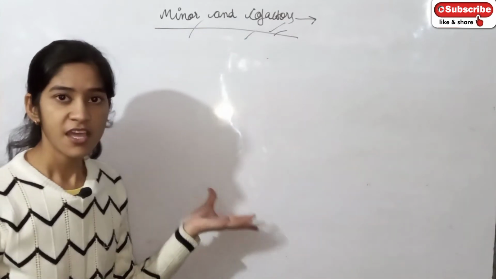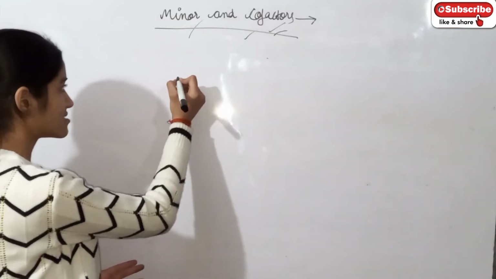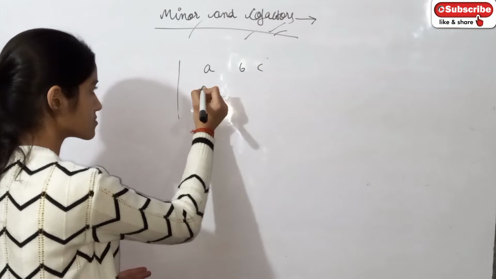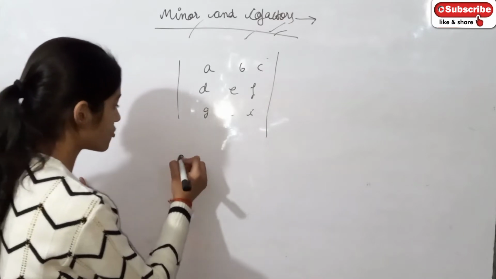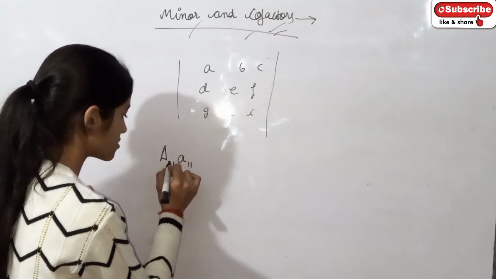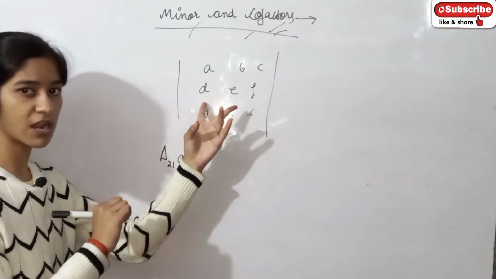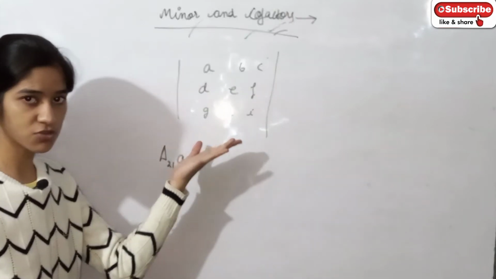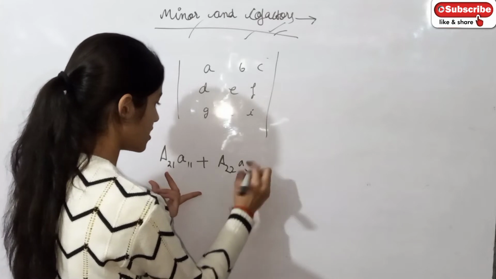Now I am going to tell you one concept behind this: if the cofactors of any row or column are multiplied with the elements of any other row or column, then the value is equal to 0. Suppose this is the determinant, and suppose we take the cofactors of any row, say 2 1 or 1 2, whatever. If the cofactors of any row or column are multiplied with the elements of any other row or column, then the value is equal to 0. Meaning A12 plus A.